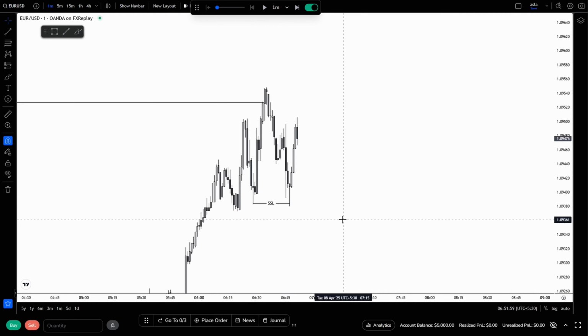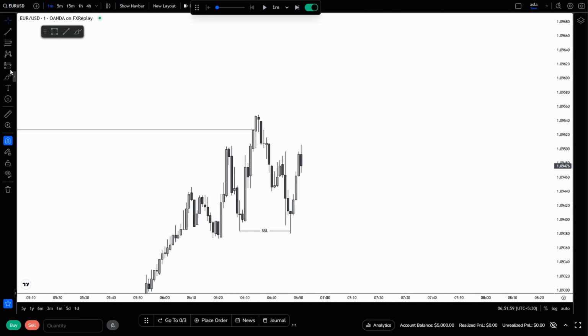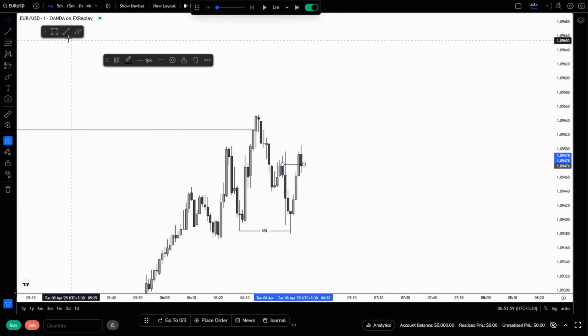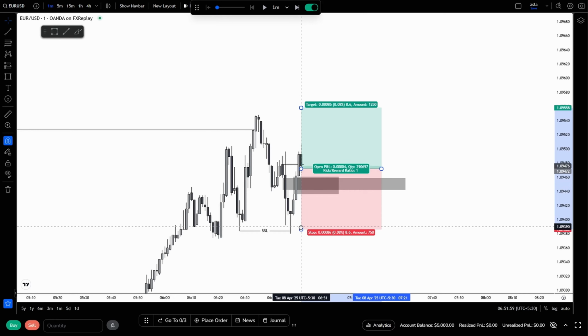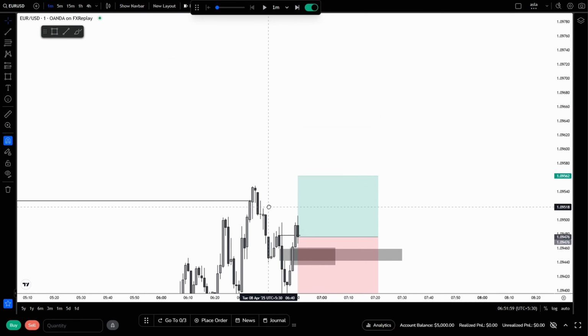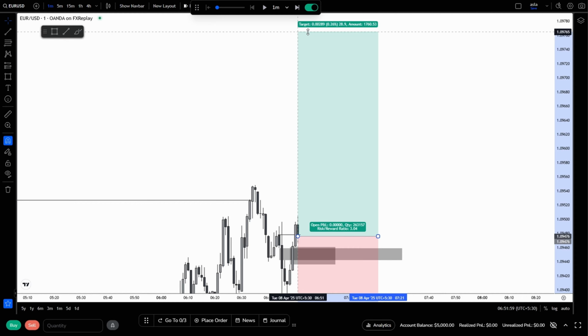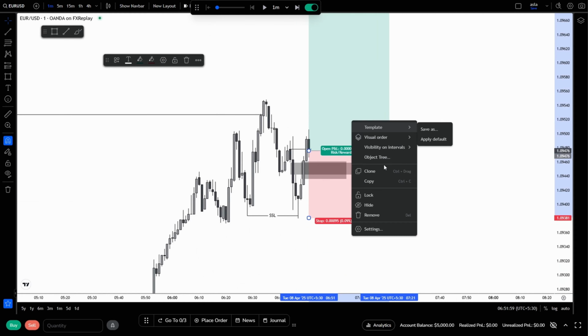At this point, we get a clear change in state of delivery, followed by the formation of a fair value gap and an inverse setup. This gives us proper confirmation to look for long entries. From here, we can enter the trade comfortably with confirmation, place our stop loss just below the recent low, and target a fixed risk to reward.